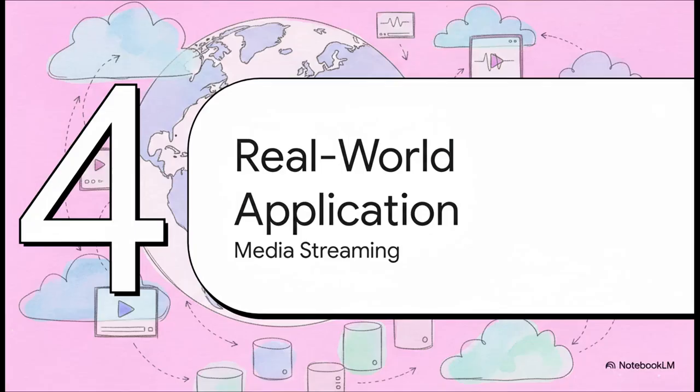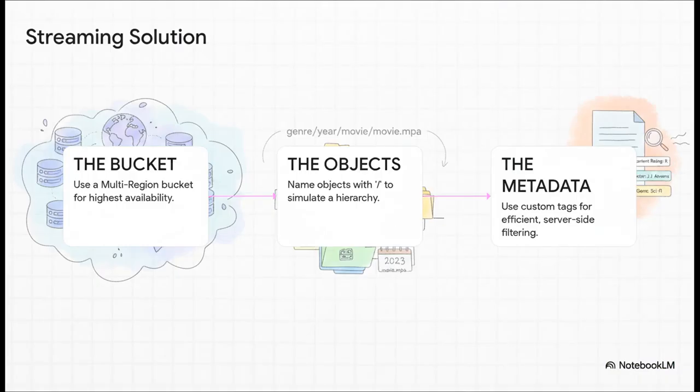Okay, let's bring this all together. We're going to go right back to our original challenge, building that global streaming service. So here's how all our new knowledge actually solves the problem. First, we use a multi-region bucket to get the highest possible availability. Second, we name our objects using slashes to create that simulated folder structure like genre/year/movietitle.mp4 just to keep things looking organized. And third, we use custom metadata for things like content ratings, which lets us do that powerful, super fast filtering.